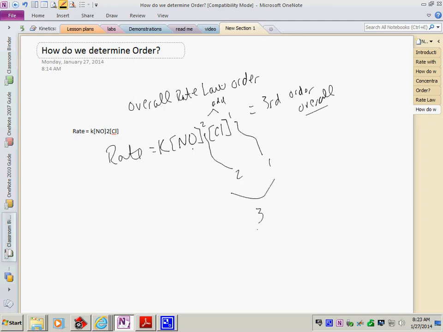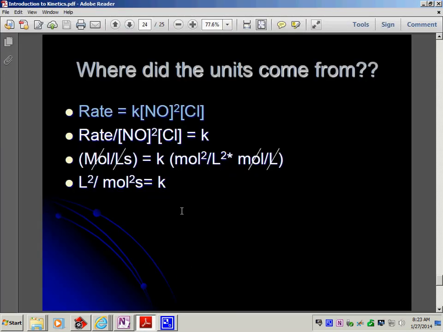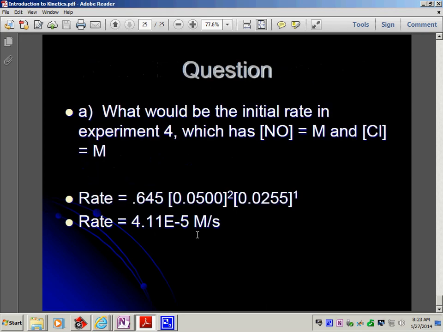It's third order overall. Now, I've just gone over a couple of examples of how this works. That's what these videos are for, just to expose you to it, take a look at it. To get good at it, you need to run through a couple of examples. Okay. Now here's a final example of how they might use this information. What would be the initial rate in experiment 4? This is one they did not give us, which has NO equaling M and Cl equaling M. So in this case, looking for a concentration for M. Apparently it's not there, but they're saying that the NO is 0.05 and the chlorine is 0.225. Okay, plug those values in, square it to the first, put your K in there, plug it in, and there you go. There's your new rate.